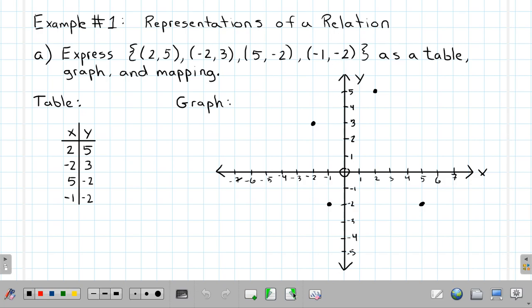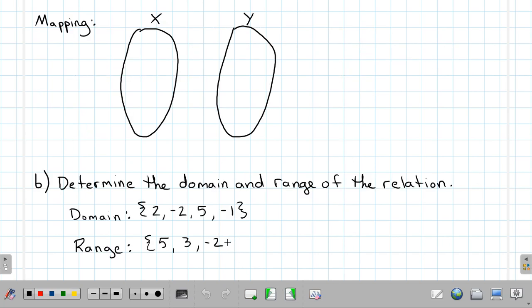Okay, so we have to be careful here. That means we only list the -2 once. So that's actually the entire range. So when we make our mapping, our domain is 2, -2, 5, -1. Whereas our range, once again, it doesn't really matter what order we put them in, but I'm just going to put them in the order we wrote them down here: 5, 3, and -2.